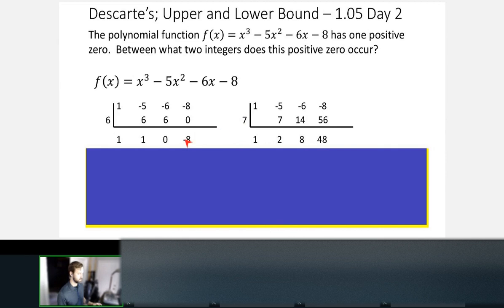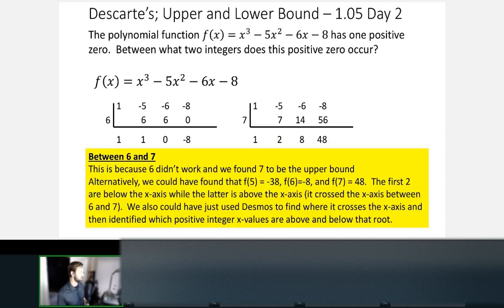So this is below the x-axis. This is above the x-axis. So somewhere between 6 and 7, it intersects the x-axis. And that is basically what I wrote here in lots of words. Same thing: this is below the x-axis, this is above the x-axis. Therefore, your one positive zero is between x equals 6 and x equals 7.